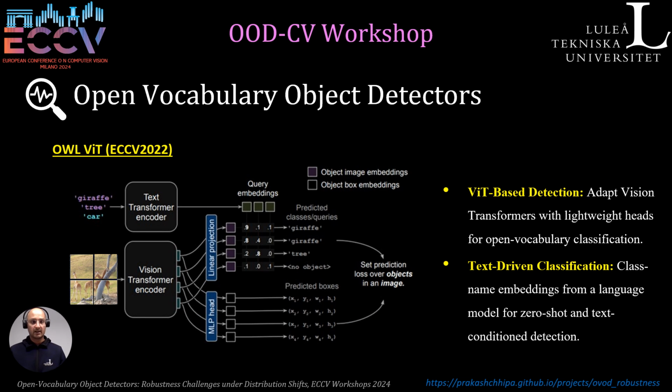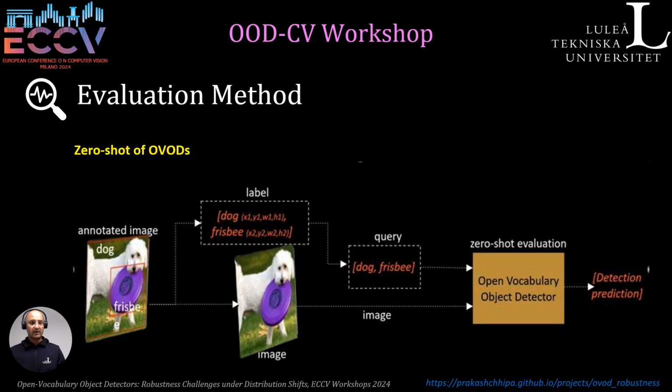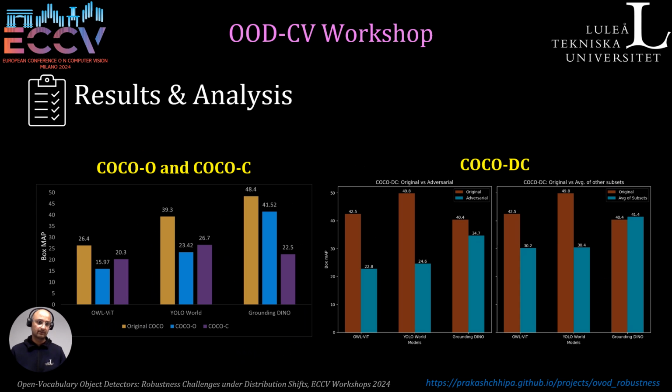Then the other model is OWL-ViT. This model is ViT based. It has been adapted for object detection based on ViT transformers, and it uses text driven classification. And in order to evaluate these foundation object detector models on out of distribution benchmarks, we have designed zero shot evaluations where the images and their labels are fed separately to the object detector models, and we focus on the detection prediction capability of these models.